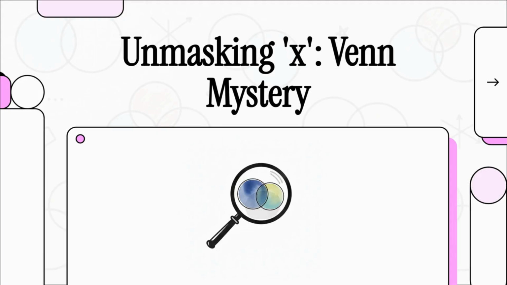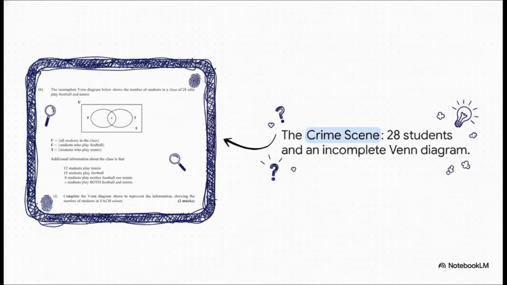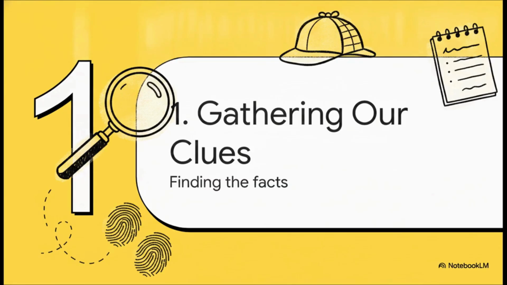And we're going to break it down step by step. So here's our setup. It's honestly a bit of a mathematical crime scene. We've got this blank Venn diagram, two intersecting circles labeled F for football and T for tennis, an unknown variable x just sitting right there in the middle, and the number 8 hanging out in the corner. Our whole goal today is to figure out the exact number of students in each specific subset. Basically, we need to unmask that x, turn it into a real number, and fill in the rest of the blanks.